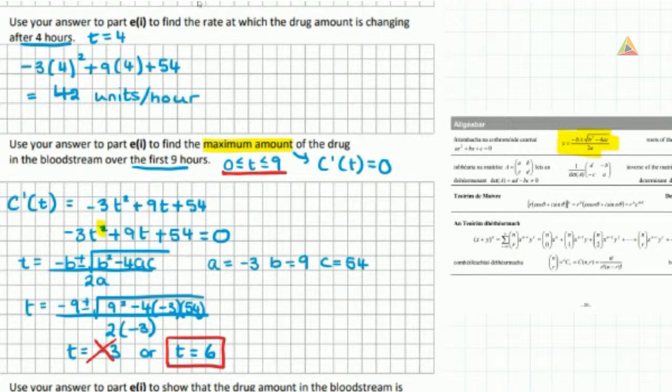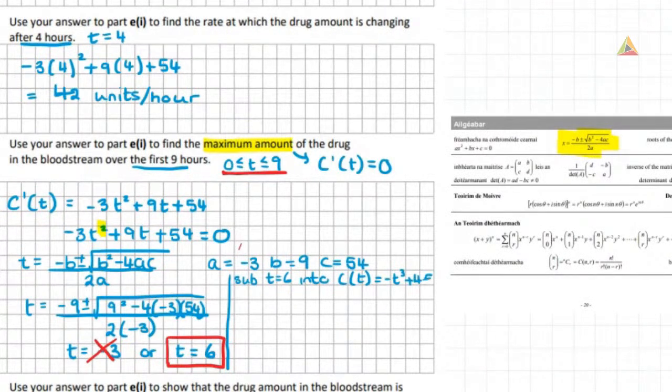So we're looking for the maximum amount of the drug. It's going to occur when t is equal to 6, but we need to find out how much of that we have. So we're going to sub t equal to 6 into our C of t formula, the one that we had at the very beginning. That was minus t cubed plus 4.5 t squared plus 54t.